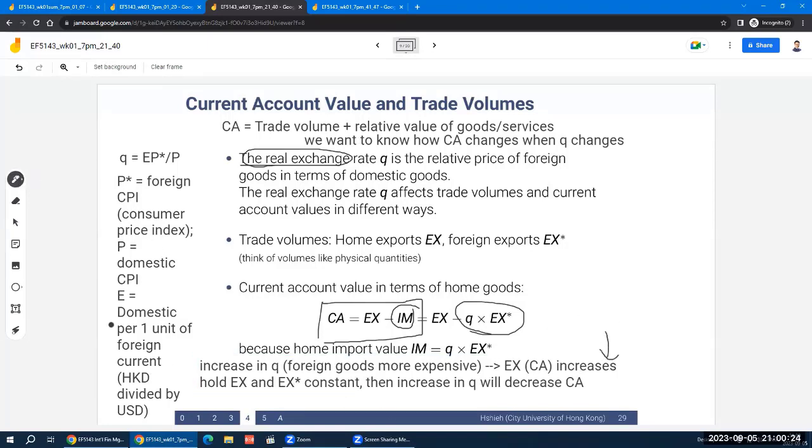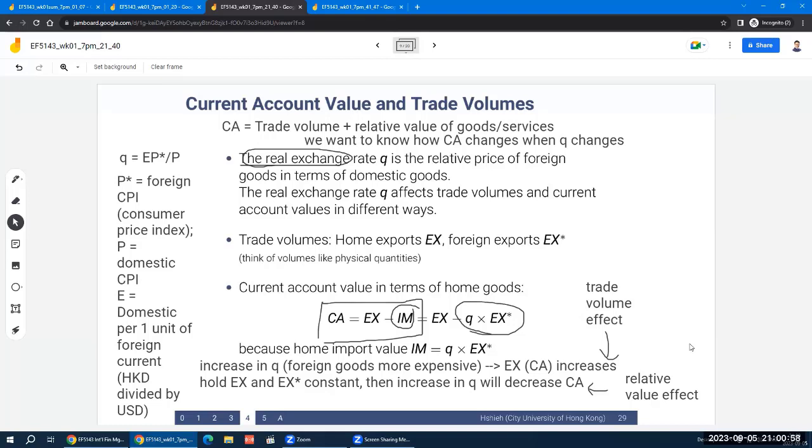So this here is the trade volume effect, and this part is the relative value effect. So what's the intuition here? Why am I talking about this? It's important because we need to understand the dynamics. And in macro, we always talk about differences between long run and short run. So we'll get into that. It's important to know this beforehand before we dive into the macro analysis.